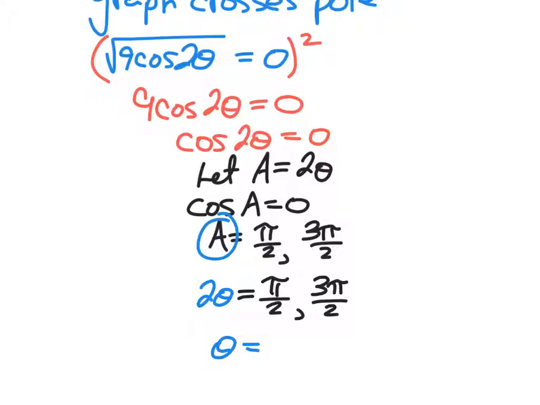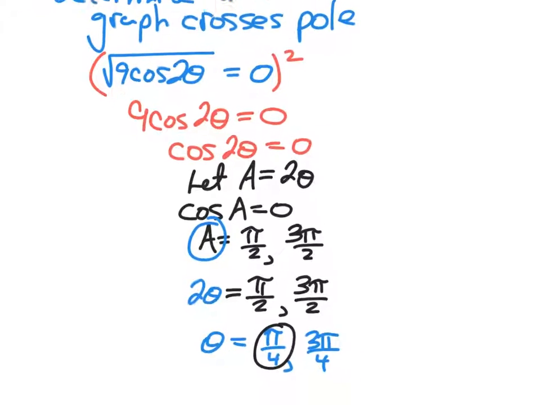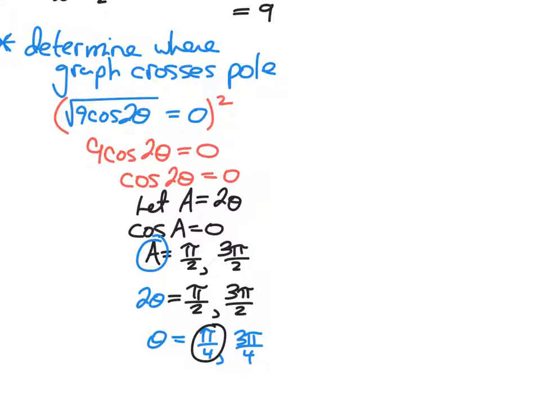All right, and so you get theta equals pi over 4 and 3 pi over 4. And I want the first instance where it goes through the pole, so I grab this one. All right. So that's all, if you're thinking high school, algebra 2, or college algebra or trig.